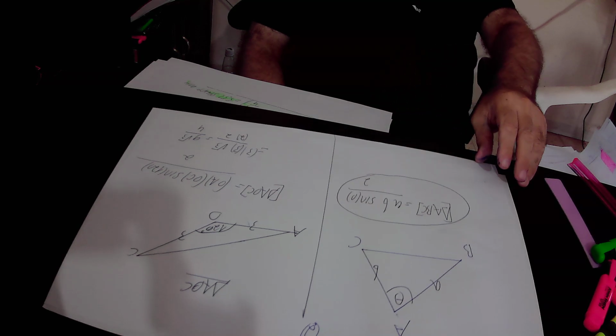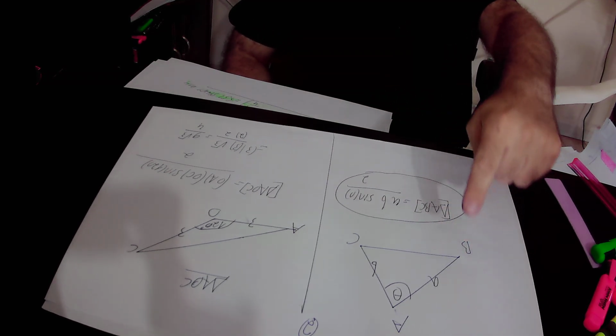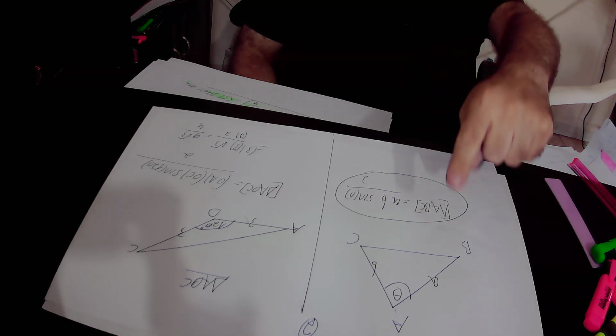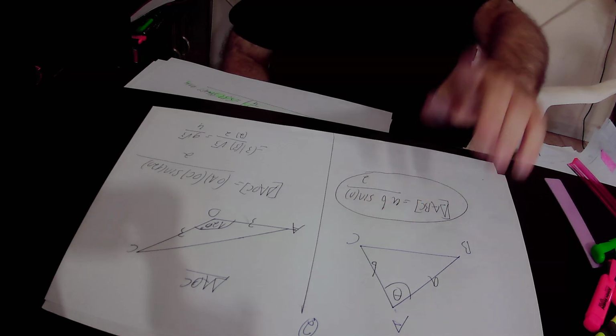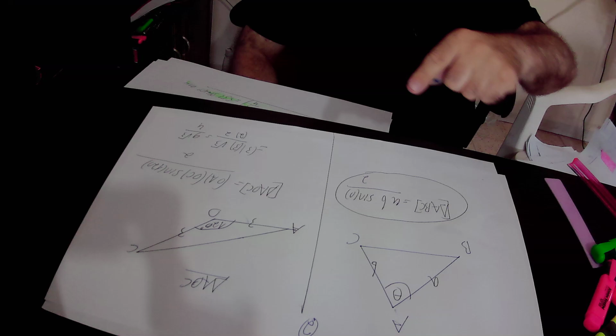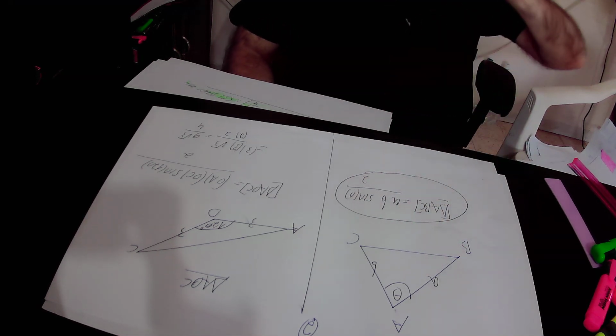Here we have this triangle ABC that could be any triangle. The length of side AB is A units, the length of side AC is B units, and the angle between side AB and side AC is theta. Then, according to the new formula, the area of this triangle, triangle ABC, will be equal to A times B times sine theta over 2.